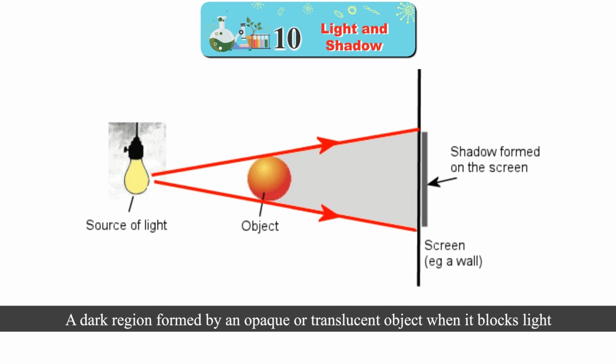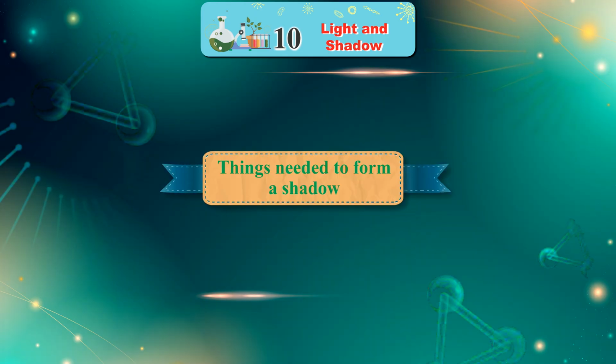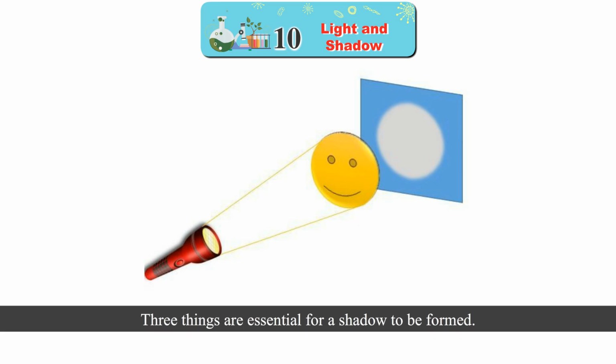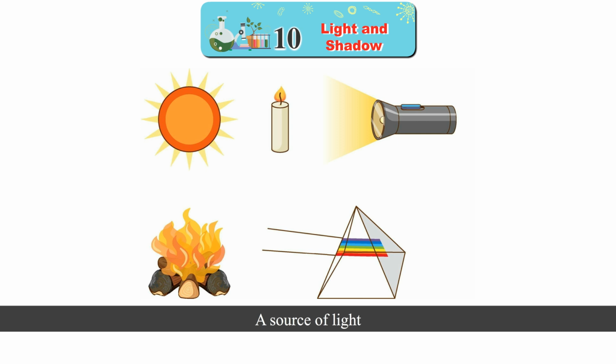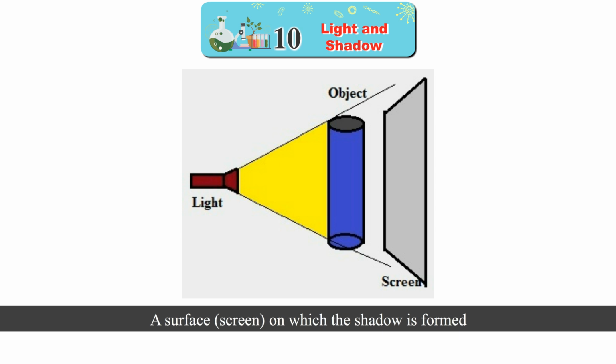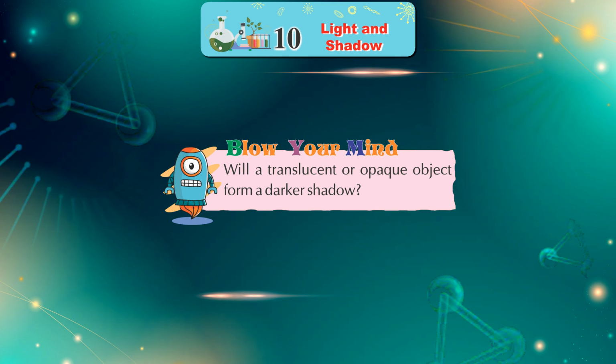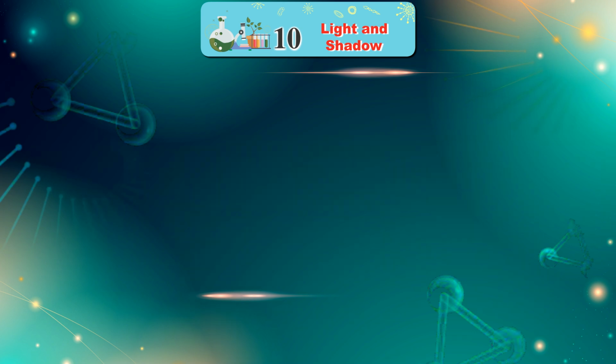Shadow. A dark region formed by an opaque or translucent object when it blocks light is called shadow. Things needed to form a shadow. Three things are essential for a shadow to be formed: a source of light, an opaque object, and a surface or screen on which the shadow is formed. Blow your mind. Will a translucent or opaque object form a darker shadow?